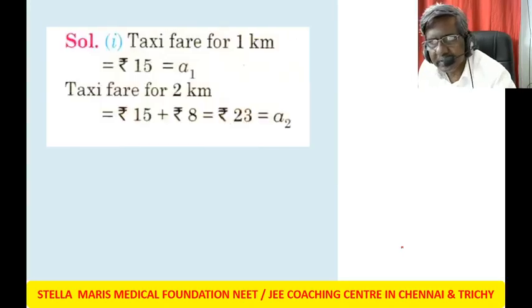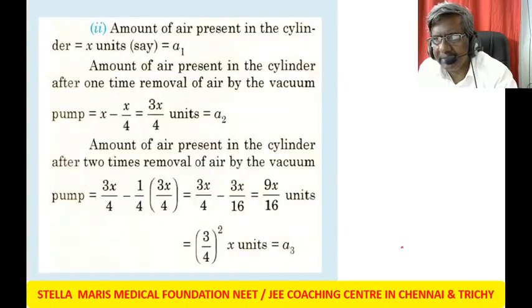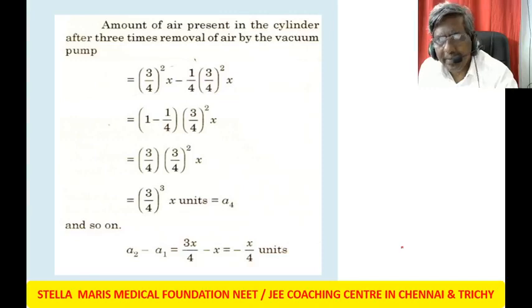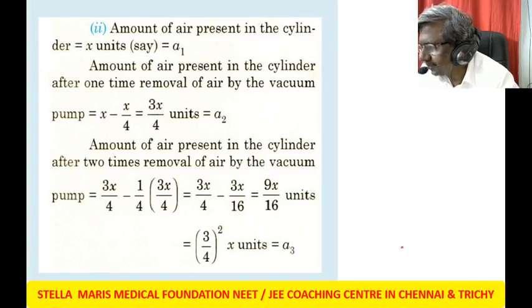Okay, the next problem is what? The amount of air present in a cylinder when a vacuum pump removes 1/4 of the air remaining in the cylinder at a time. So every time 1/4 of the air is removed, and the remaining air is left. So the amount of air present in the cylinder, we keep it as x.